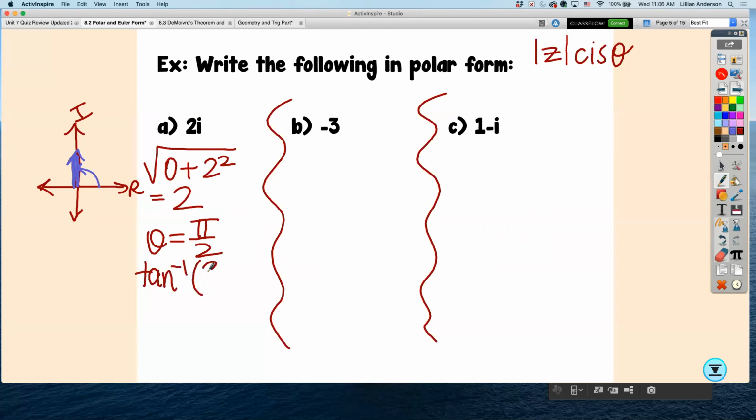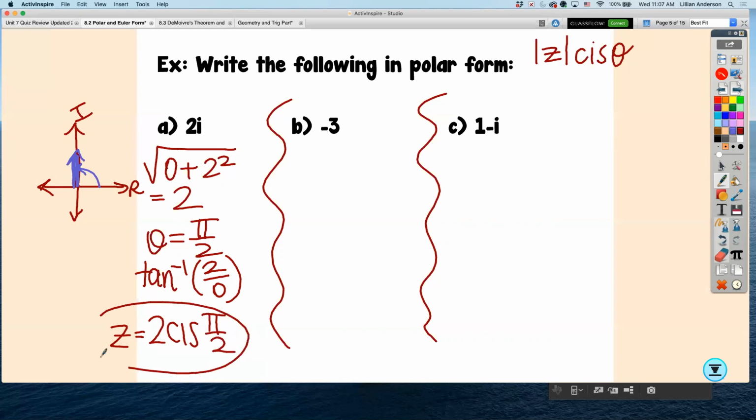Or I could have done the tangent inverse of b over a. So it's 2 over 0. So essentially, where would tangent be undefined? That would be at pi over 2. And so to write it in our polar form, it would be z equals 2 cis pi over 2. Questions?